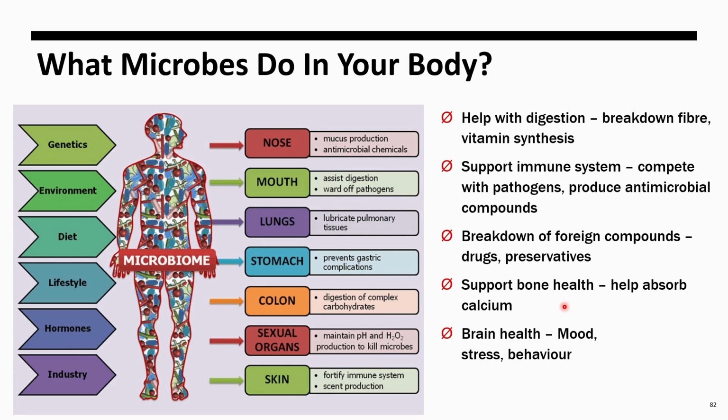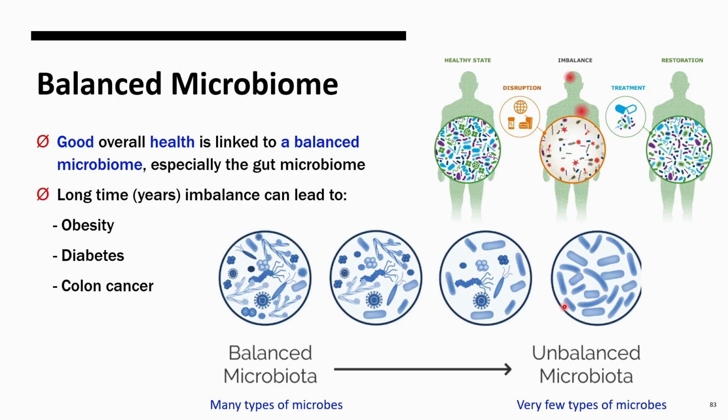And recent research has shown that the overall health of a person is linked to a balanced microbiome. So what is known as a good or balanced microbiome? If you look at this picture, you can see this is a balanced microbiome. You can see many types of different microbes. There are round ones, square ones, ones with flagella. So there are different types of bacteria or fungi or viruses.